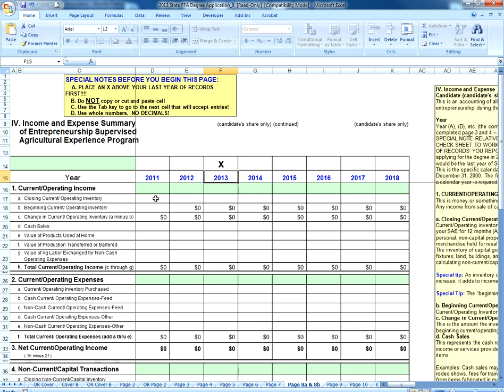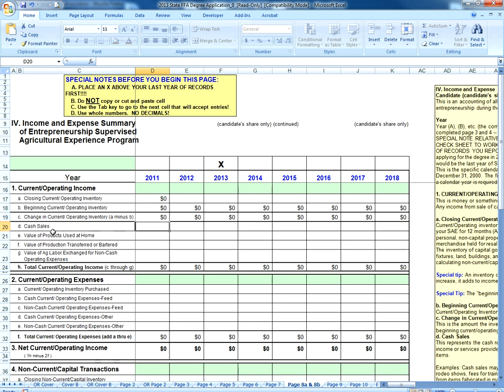Now, the easiest way to do this, and the most proper way, is to start in the first year and go through and fill out everything. And this is a balance sheet, so it's things that should be in our record book and we should have recorded. And so in going back to 2011, the first thing it asks for is closing current operating inventory. So what inventory did you have at the end of 2011 that would classify as current, things you'd use up in less than a year? And let's say for this one that we had 0, just to make that one easy. And it's fine that we began that year with 0.